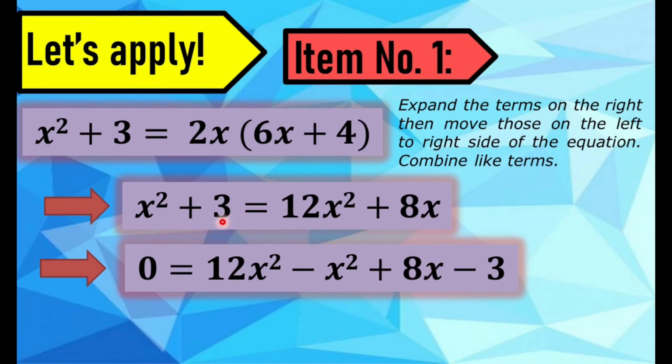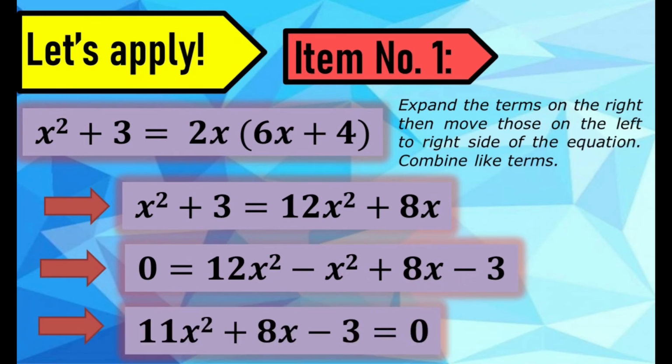And then also using addition property of equality, we're going to add negative 3 to each side of the equation. So the 3s would be cancelled, and then we have here minus 3. Next, we're going to combine like terms. So we have here 12x squared minus x squared, and that is 11x squared, plus 8x minus 3. Rewriting it, it would be 11x squared plus 8x minus 3 is equal to 0.